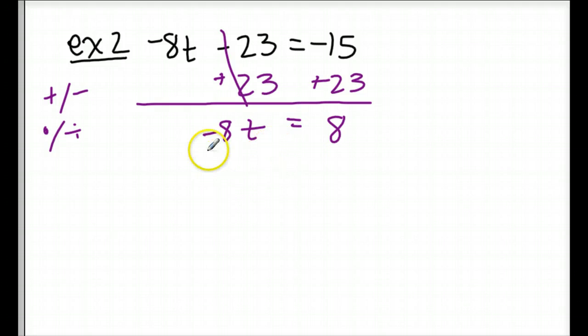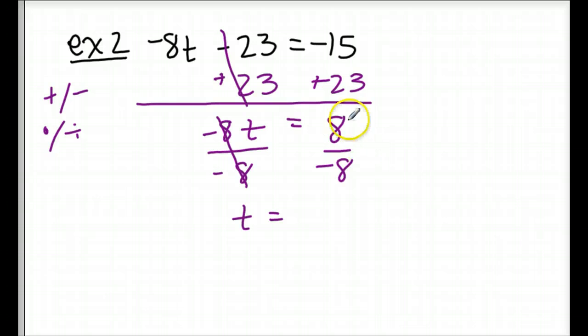Then what we want to do is divide both sides by negative 8, because again, we're trying to get that t variable alone. Negative 8 divided by negative 8 is 1. So over here, all we have left is t. 8 divided by negative 8 gives us a negative 1, so t equals negative 1 in this case.